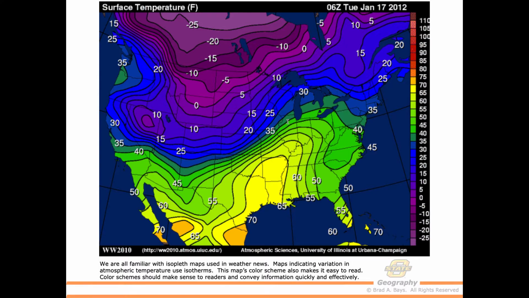In this case, we have a map of air temperature across North America, and you can probably guess this is during the wintertime, right? So this is January 17th, 2012, and we have a cold front, probably an Arctic front, sliding down out of northern Canada into the mountain states and the Great Plains.